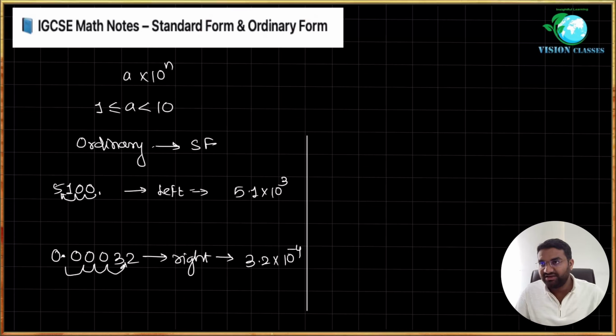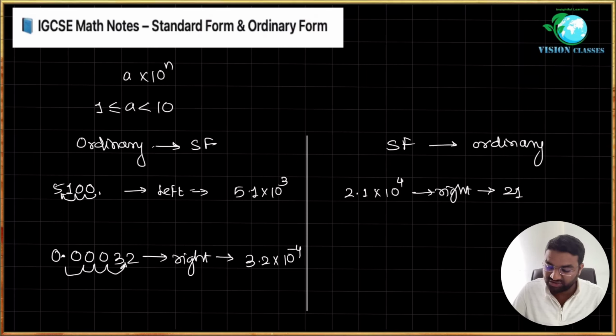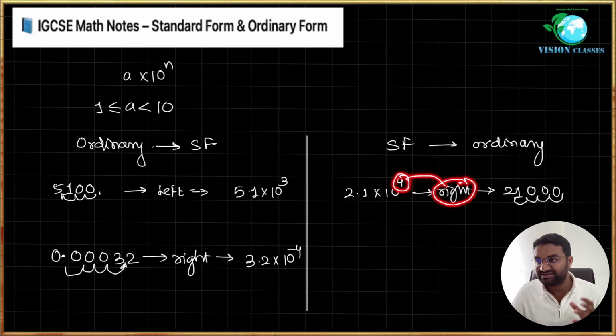Getting it? Now similarly we have standard form to ordinary form. So for ordinary form we will take again two examples. One is the bigger number. Let's say here 2.1 times 10 to the power of 4 is there. So now it's again a positive power, isn't it? So when we have a positive power, move the decimal places to the right. Now it will be 1 place, then second place 0, third place 0 and fourth place 0. So it's 21,000. So when we have a positive power, we have to move the decimal digit to the right.